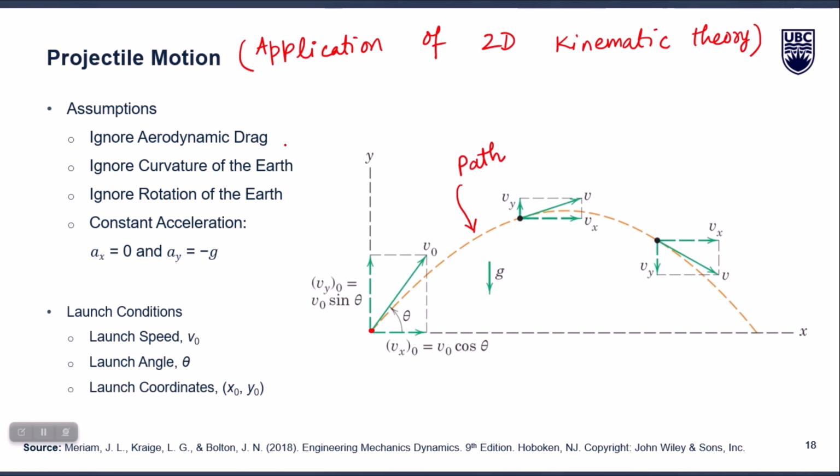Now, if we ignore aerodynamic drag, air resistance, if we ignore the curvature of Earth, like we assume that x is a perfectly horizontal axis, if we ignore the effect of rotation of Earth, if we assume that the effect of height on gravitational acceleration is negligible, so we ignore the effect of height also, with all those assumptions, we can actually treat this motion as a constant acceleration case.